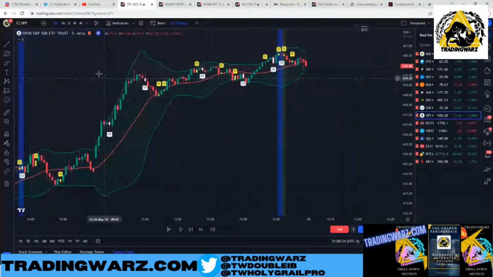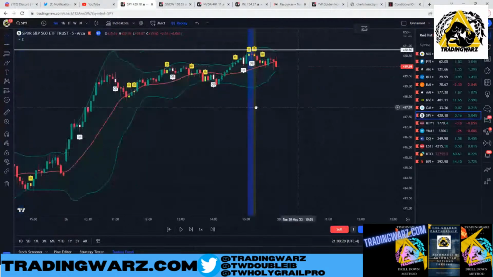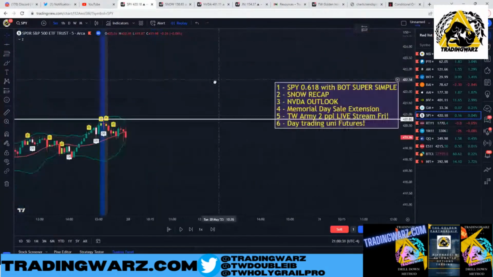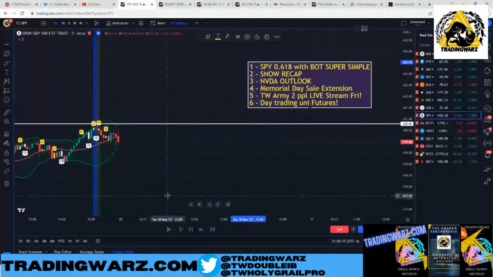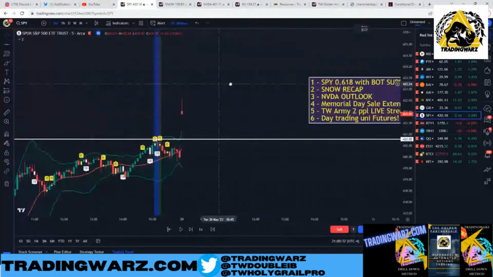So I'm going to draw the high of Friday, and we're going to go ahead and replay this price action here. I'm going to stay on the 5-minute chart, and I'm going to show you how this Fibonacci setup works. Okay, so here we go. Here is the first bar of the day.